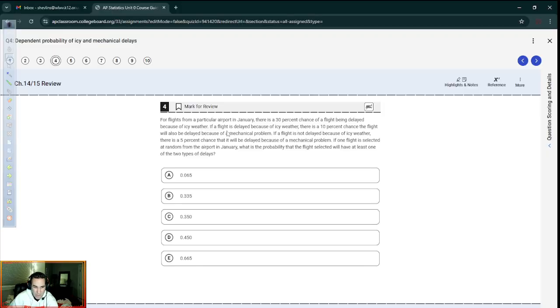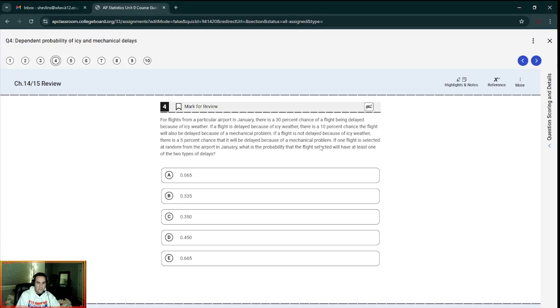Okay, so icy weather. If there's icy weather, they told you there's a 10% chance the flight will be delayed. This is perfect for a tree because it sounds like the icy weather comes first and then the mechanical delay depends on that, and it comes second. So that's why this one leans me to a tree.